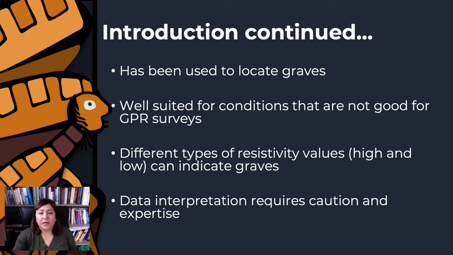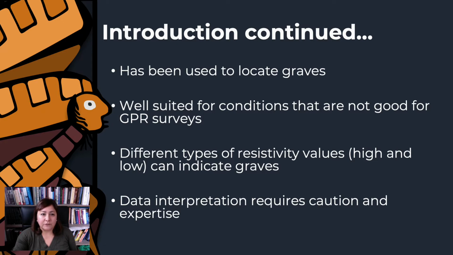Resistivity survey has been used to locate graves in cemeteries. The technique is very good at identifying voids, which have high resistivity due to the presence of air, as well as changes in sediment compaction and moisture levels, indicating increasing or decreasing resistance. It is also well suited for high clay or conductive soils, environments that GPR often finds challenging.